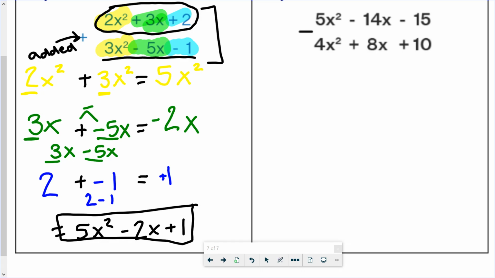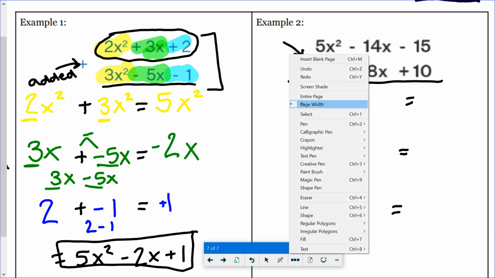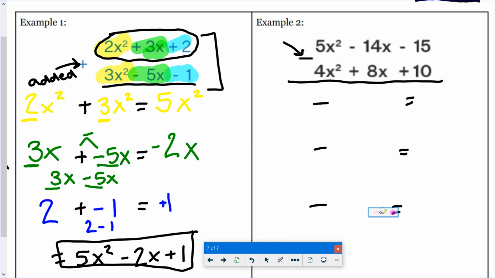Alrighty. And we're going to follow the exact same process with this set of polynomials in example 2. The only difference is that we are subtracting. So between each set of like terms, we are going to subtract to get our solution. So my first job is to find like terms.